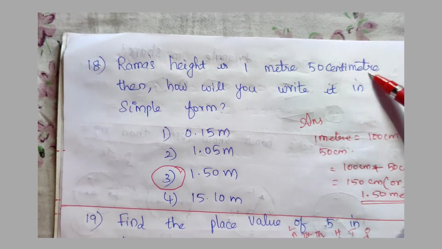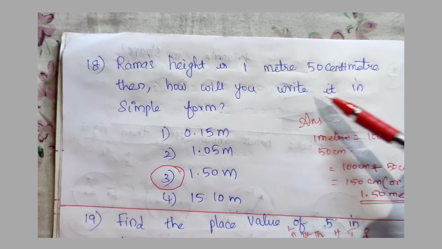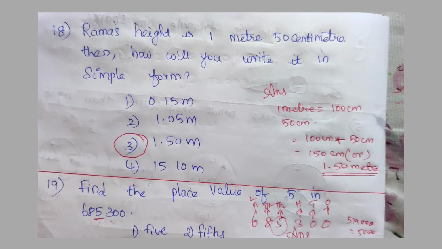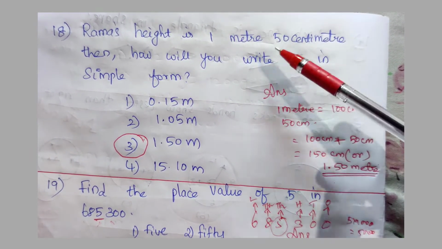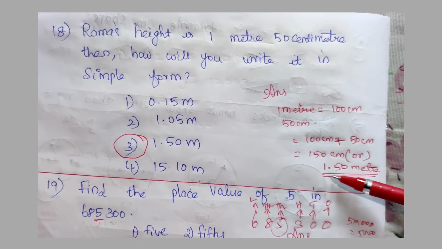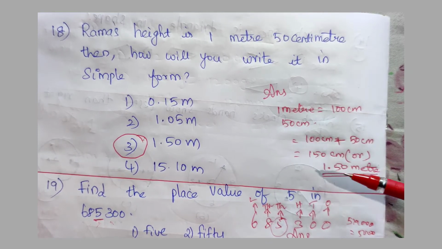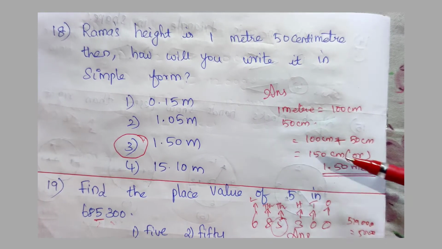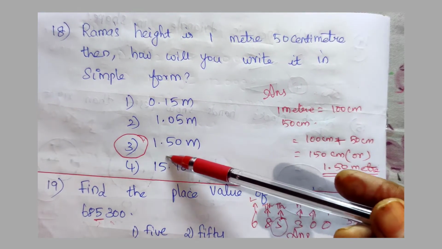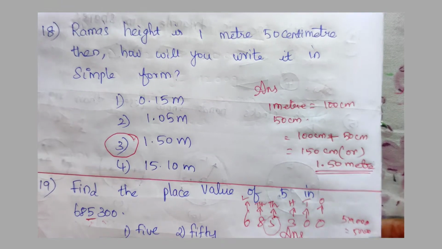Rama's height is 1 meter 50 centimeter. Then how will you write it in simple form? See, 1 meter means how much centimeter? 100 centimeter. 100 centimeter plus 50 centimeter is equal to 150 centimeter. So how can you convert this centimeter into meter? Divide by 100. Or you can write simply as 1.50 meter. See, this is the answer, 1.50 meter.